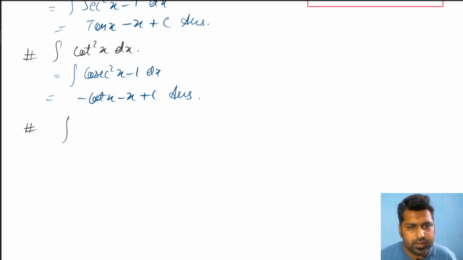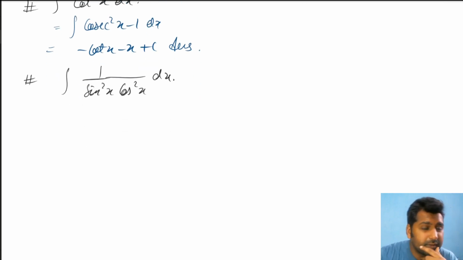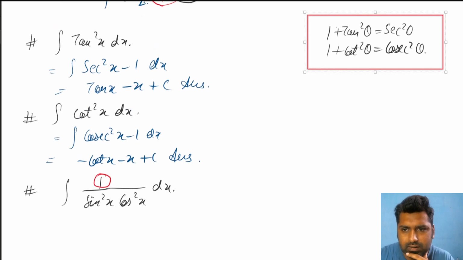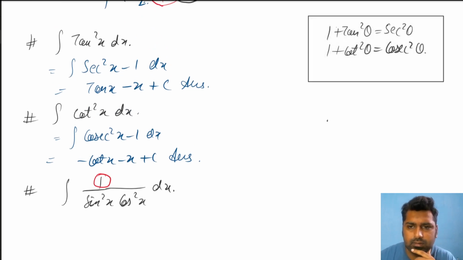Next, integration of 1 upon sine square x cos square x dx. Now look at this question. There are two denominators. There is no numerator. How will you even cancel it? You cannot. So if only numerator was there, but we know we can replace this again using the property of trigo. I'll add that also. What is that? That sine square theta plus cos square theta is 1.